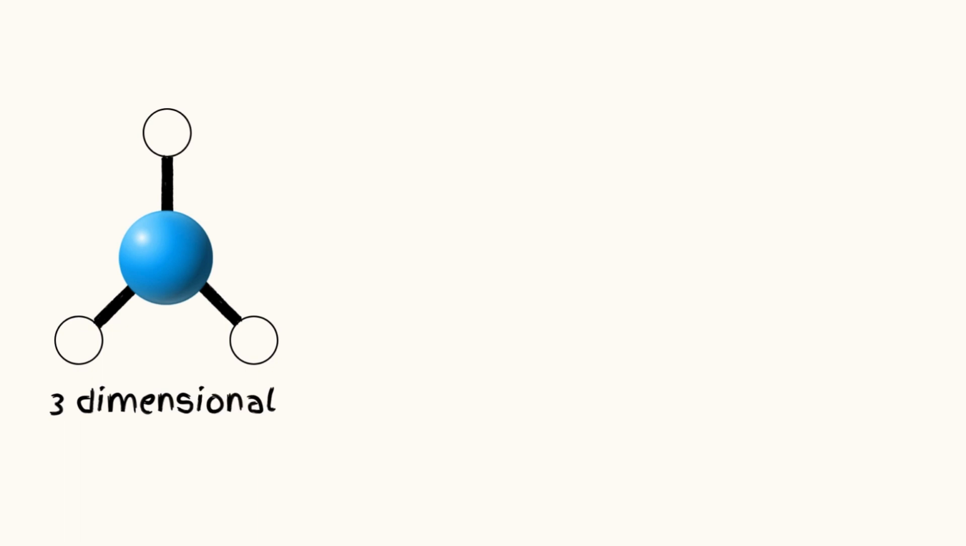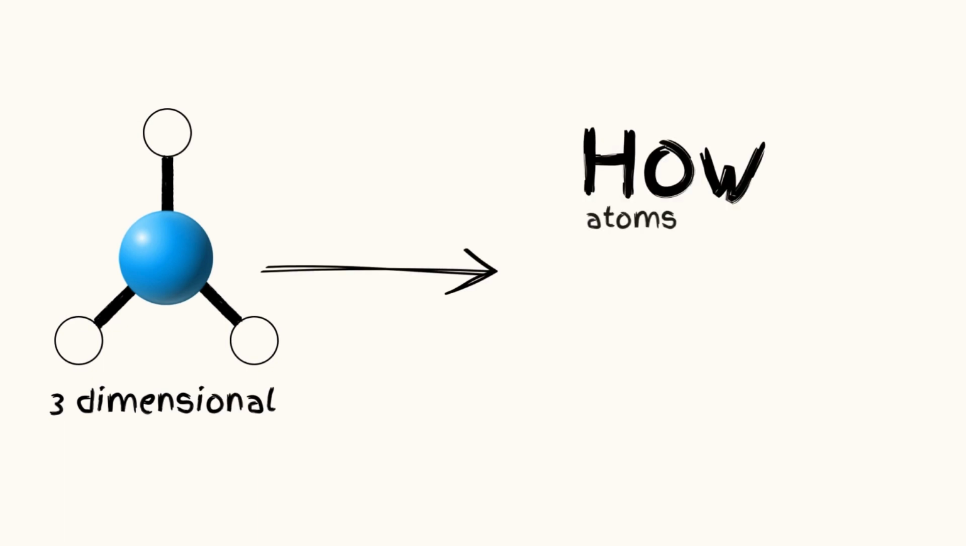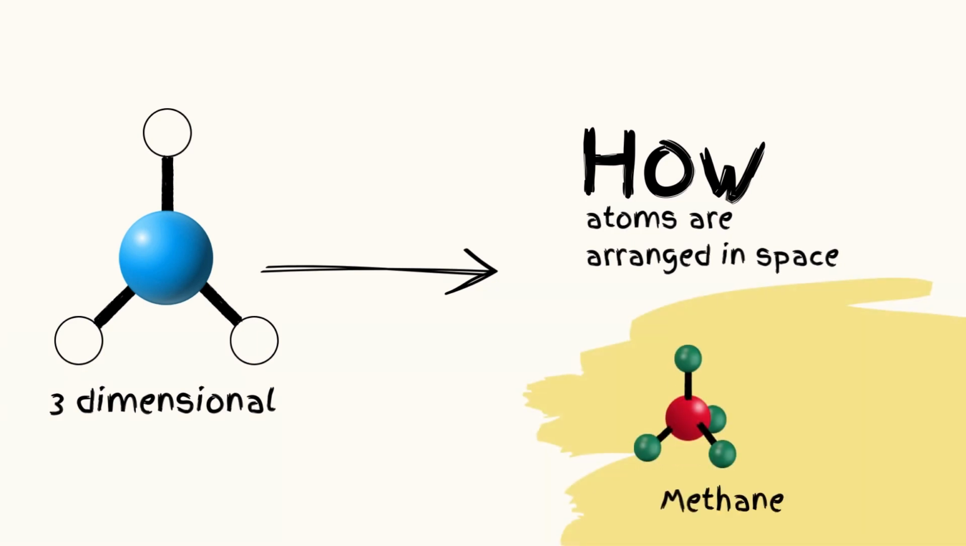Another way covalent molecules and compounds can be represented is by using a three-dimensional diagram. 3D diagrams are excellent for showing how atoms are arranged in space. For example, methane would look a little bit like this, whilst water would look a little bit like this.